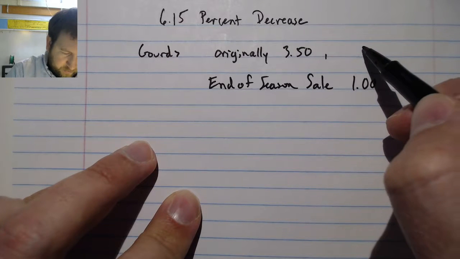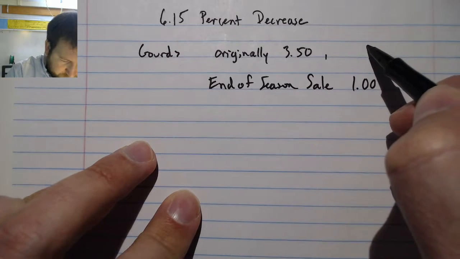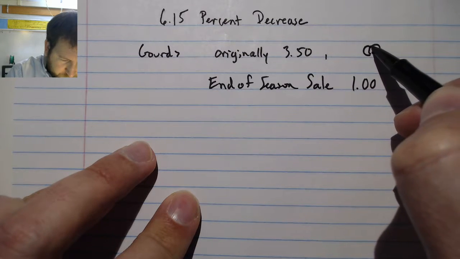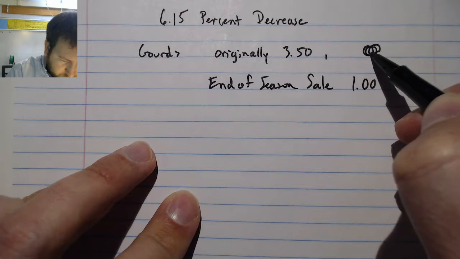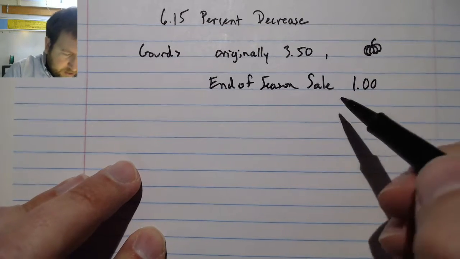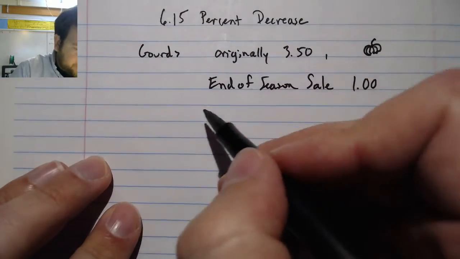And let's see. I'm gonna try drawing one of those little pumpkin gourds. Kind of, yeah. I can kind of see it. And the question is, what percent decrease did this happen?